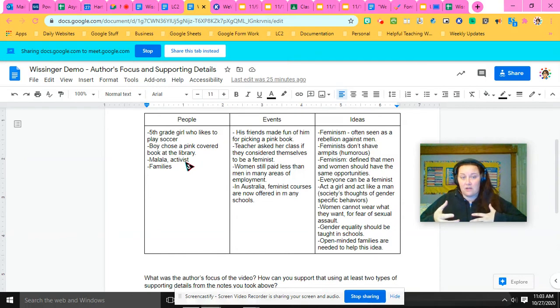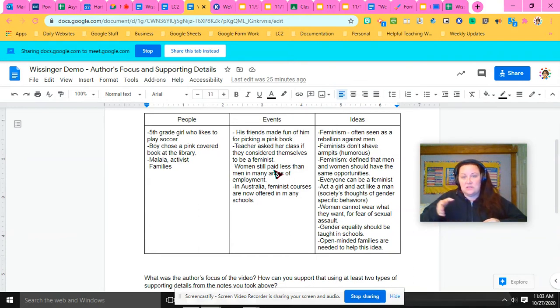Maybe they were the fifth grade girl who likes soccer, or maybe they were the boy who chose the pink book. Maybe they have sons or daughters or nieces or nephews who have been through the same thing. So by beginning her speech with a very generalized kind of supporting detail of people, it engaged the audience. After that, this people supporting detail linked to this event right here. Then she started building upon it by giving specific events that give supporting details to the fact that there are issues in our society about gender equality.